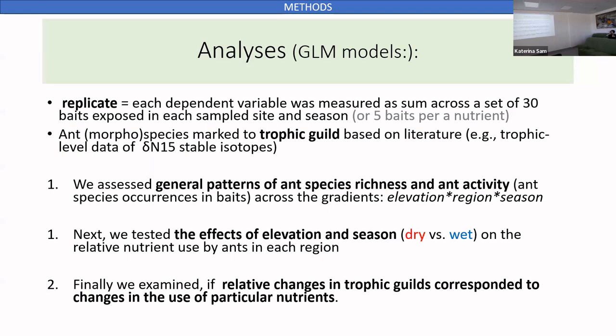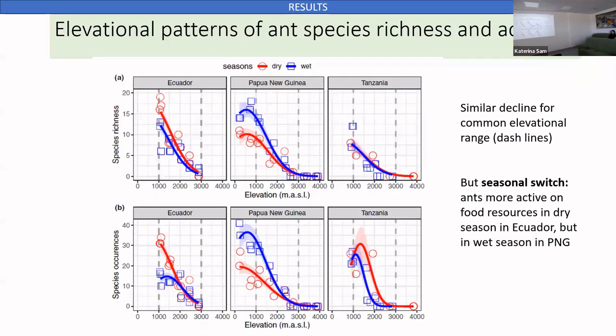So, we modeled the interaction of elevation, region, and season. And then we were specifically also looking at the effects of elevation and season on the relative nutrient use by ants. So this is done on individual nutrients after simply modeling the interaction of season and elevation in each region separately. And then we were also looking, is this trophic guild, which I showed at the beginning, really correlated, or does it really have some explanatory power to explain the patterns which we see in the nutrient use?